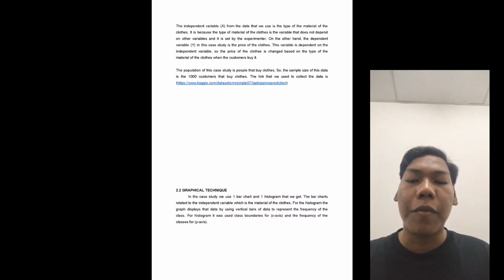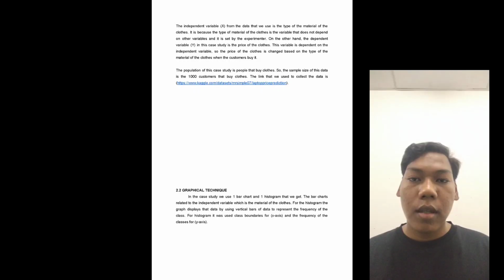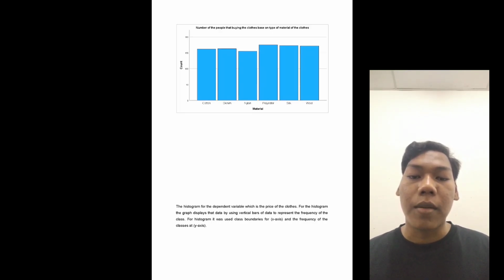The population of this case study is the people that buy clothes. So the sample size of this data is 1,000 customers that buy clothes. The link that we use to collect the data is given by the lecturer. In this case study, we use one bar chart and one histogram. The bar chart relates to the independent variable, which is the material of the clothes. The histogram is for the dependent variable, which is the price of the clothes.